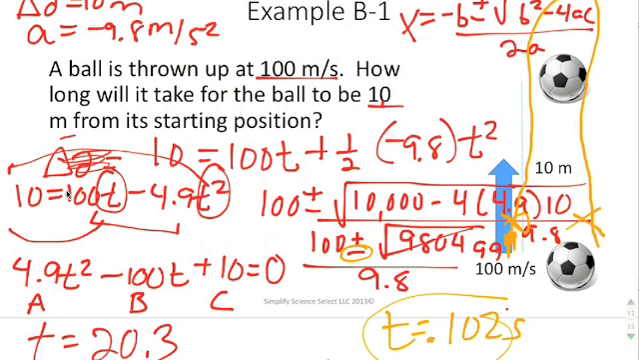Like I said, this is a very difficult question in the sense that there's a lot going on. So go ahead and make sure you check with your teacher as far as what their expectations are for this level of problem.